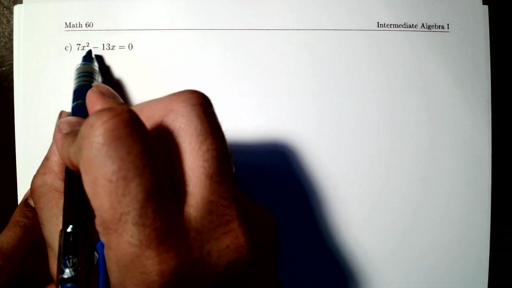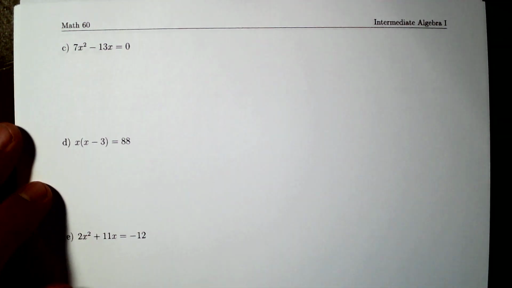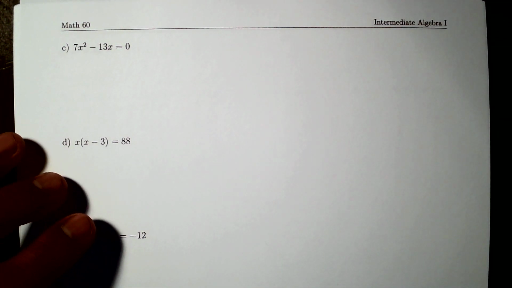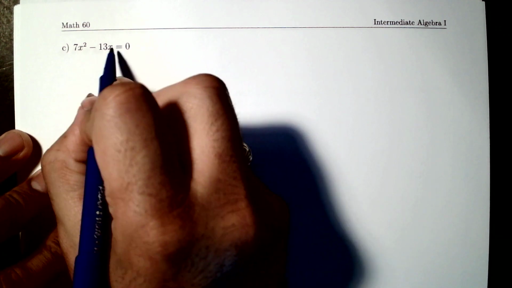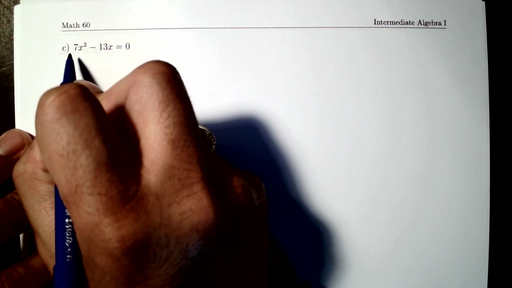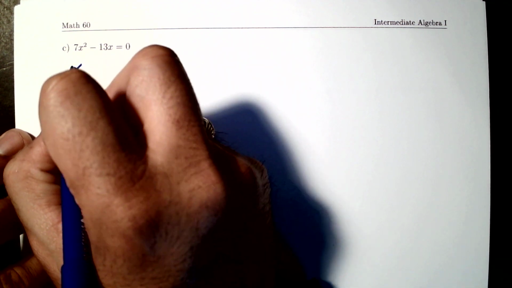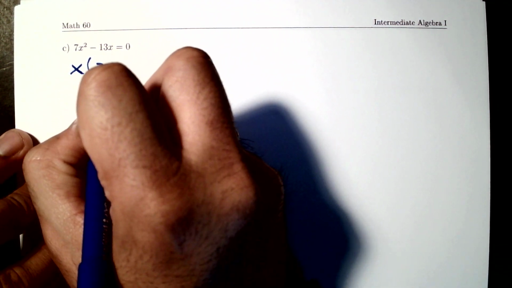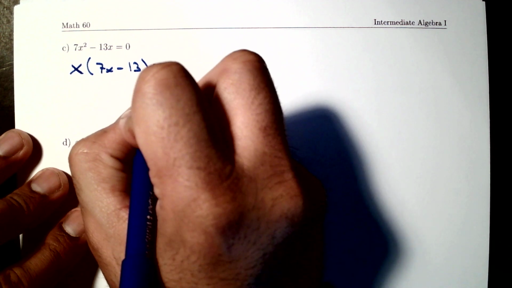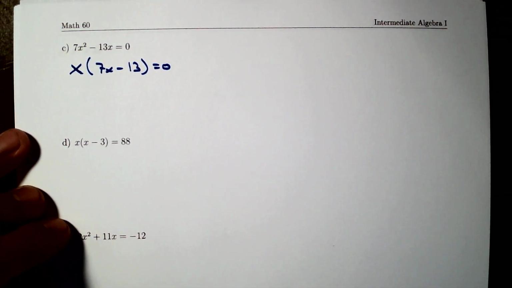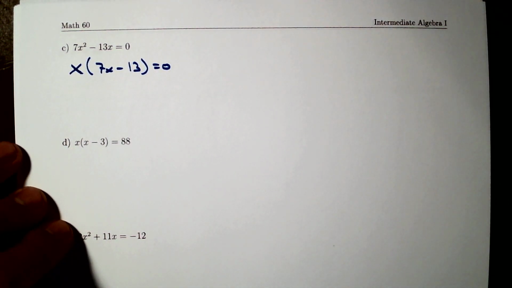Number one, we need to factor this polynomial. Well, the first thing we always try is factoring out the GCF, and in this case the GCF is the lowest power of x, but between 7 and 13 they don't have anything in common, so this is x times 7x minus 13, and set that equal to 0. And in this case we're ready to just use the zero product property.